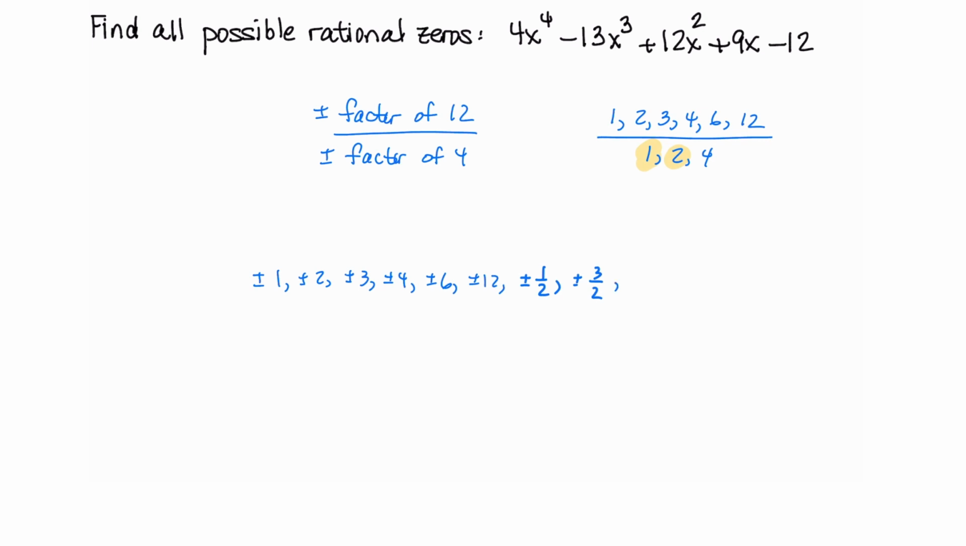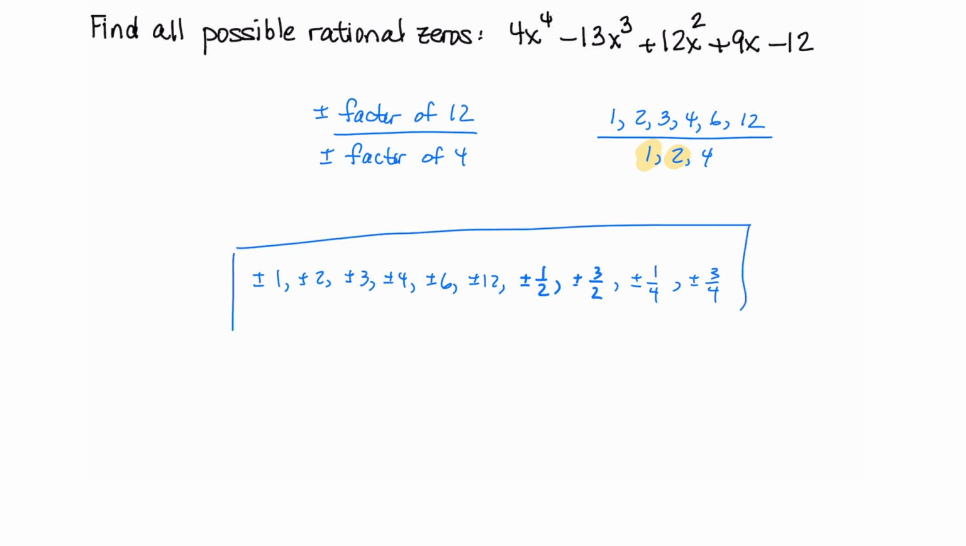So now we just have one more left to cover, and that's dividing everything by 4. So you have plus or minus 1 over 4, which is new to the list, so we'll add that. We have 2 over 4, which is 1/2, already on the list. We have 3 over 4, which is new to the list. And then we have 4 over 4, which is 1, already on the list. 6 over 4 is 3/2, which is already on the list. And 12 over 4, which is 3, which is also already on the list.